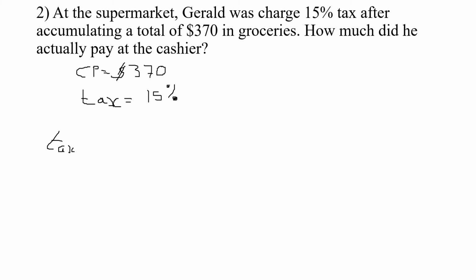So tax, I know, would be equal to the percentage tax divided by 100. Very easy formula to recall because it's the same as the discount. And multiply that by your CP, which is your cost price. And from here, we just substitute. And again, when you calculate here, we're not getting our answer. By using this formula here, all we are finding is the amount of tax that he has to pay additionally to the $370.